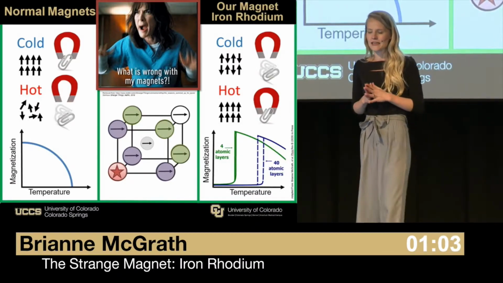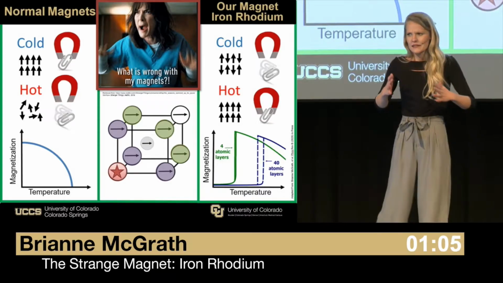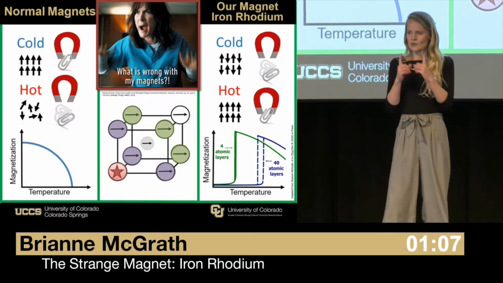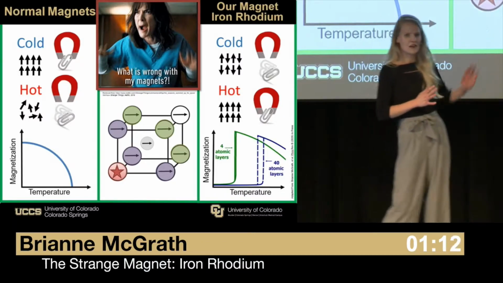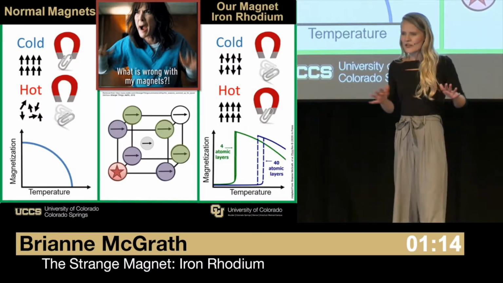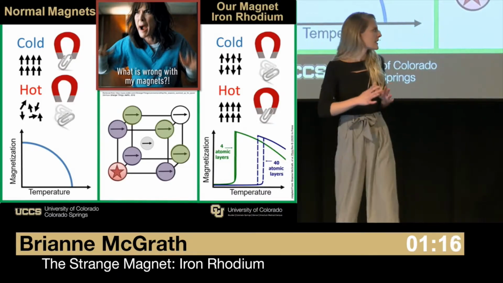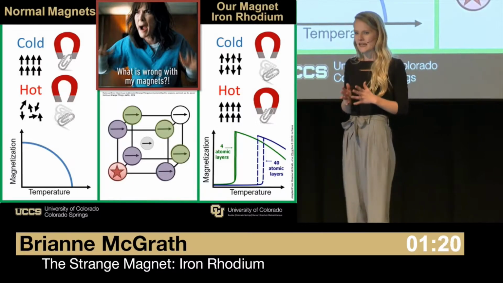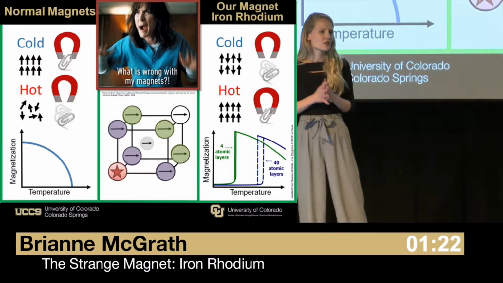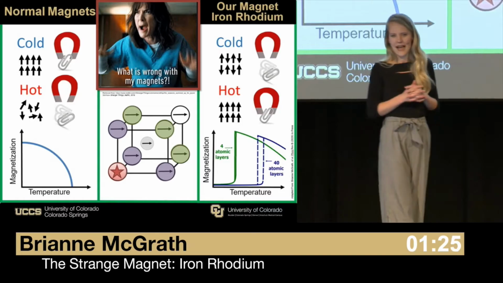It's not magnetic. And then as it heats up, the system suddenly flips and the arrows point in the same direction. It becomes magnetic. This strange behavior can be seen down here. At low temperatures, iron rhodium has no magnetization. And then as the temperature increases, the system transitions to become magnetic. This behavior is quite strange, and it is not well understood why it happens.